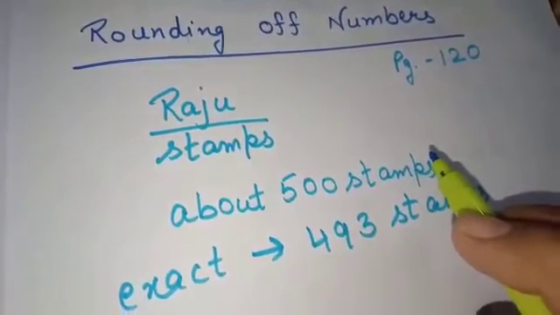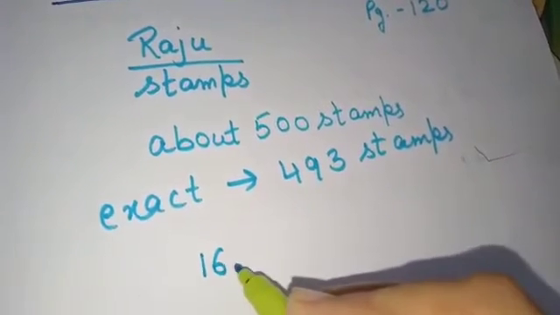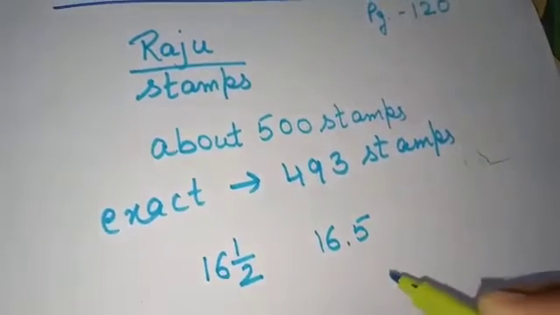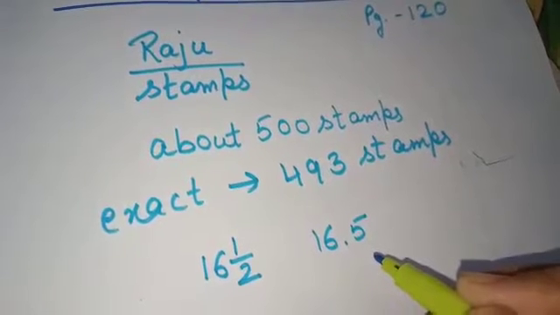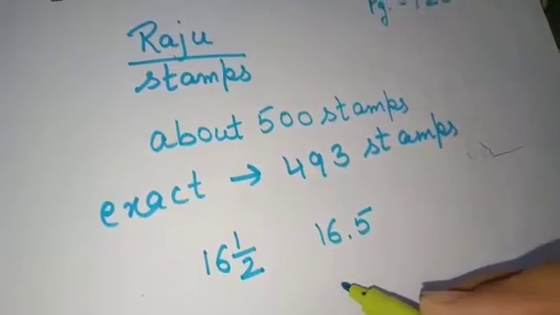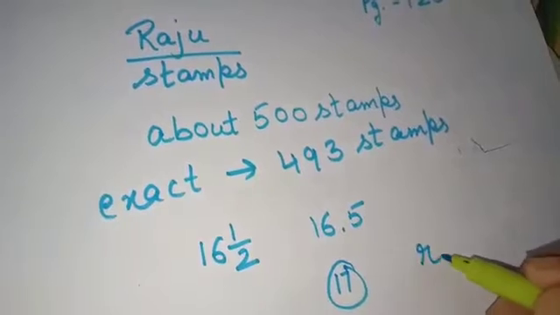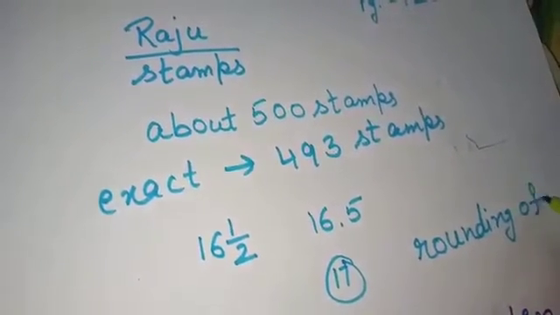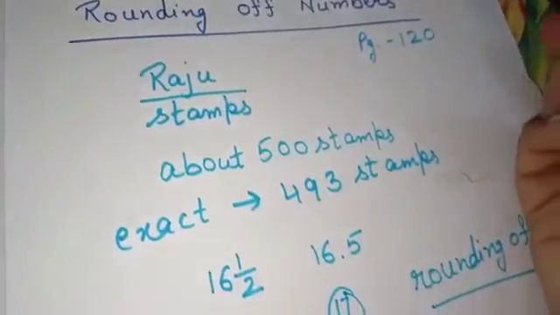Let's take one more example. Suppose in your unit test some students scored 16.5 marks out of 20. Then he goes to his teacher and asks, "Ma'am, will it be 17 after rounding off?" What does rounding off mean? This is our topic for today, rounding off numbers. How to round off numbers?